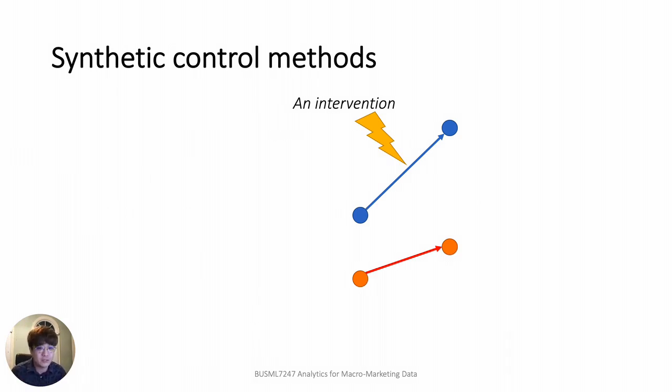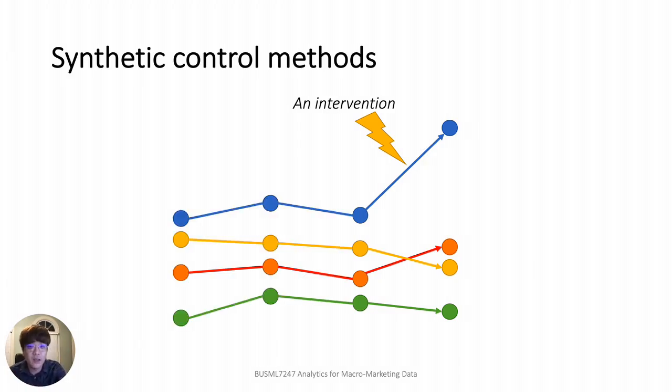Synthetic control methods extend the idea of difference in differences. A synthetic control method does not assume the parallel trend. Instead, it requires more control units, like the gold and green dots, which have never been affected by the intervention, and the method relies on historical data of the unit of interest and the control units before the intervention.